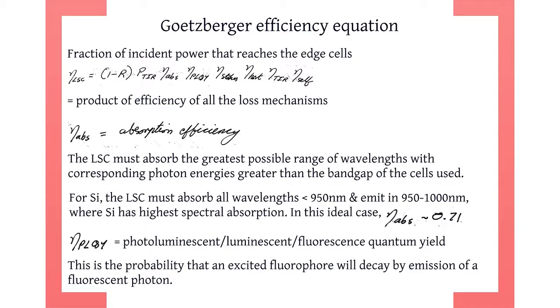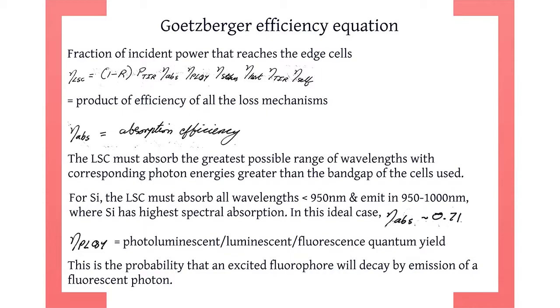The LSC, the luminescent solar concentrator, must absorb the greatest possible range of wavelengths, as we talked about before, right? All the sunlight. But of course, it should emit all photon energies that are larger than the band gap of the solar cell that we're using, just like any other solar cell. Right? So that's what that's saying. So if you use a silicon cell, for instance, at this corner here, at that edge there, it must absorb all the wavelengths with energy higher than the band gap of silicon.